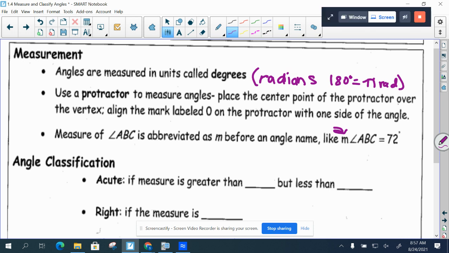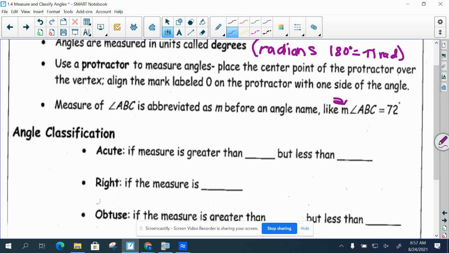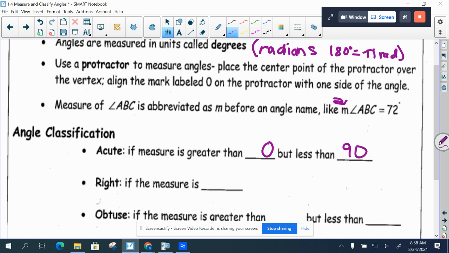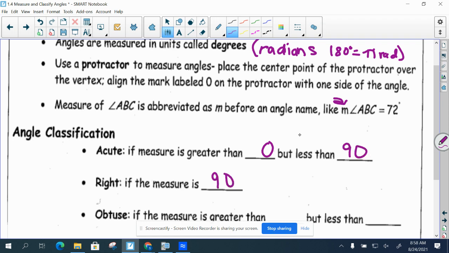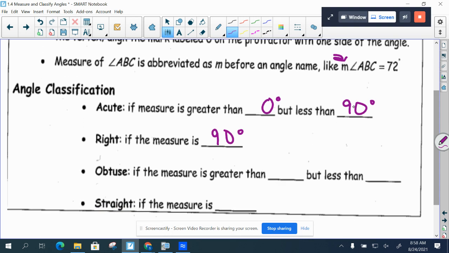Now, acute angles: if the measure is greater than blank but less than blank. So what are our acute angles? Between 0 and 90 degrees. And then 90 degrees is your right angle. You can put degrees in here, and that's our label, kind of like if you were to label P, say 90 degrees.